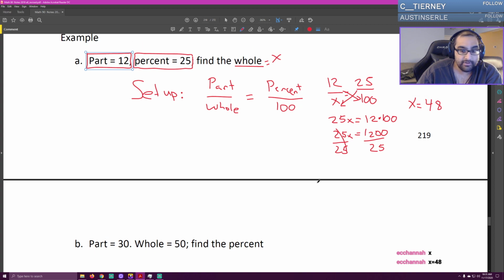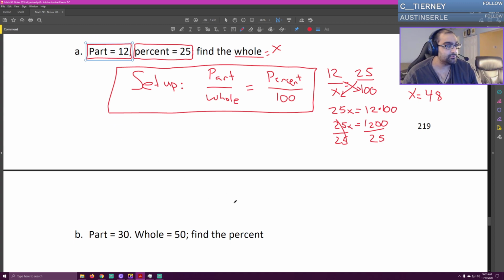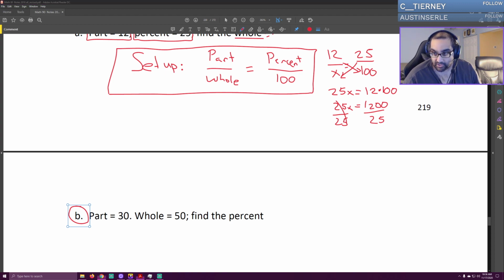Okay. Now that you have a good idea about how to do this setup, this is the most important part of these problems, just setting up the problem and knowing where to plop in the numbers. So I'm going to leave this setup here. I want you to try letter B. Once you have an answer for letter B, go ahead and put that in the chat. Let's take a minute and see if you can find that percentage. Then we'll go over the problem together.